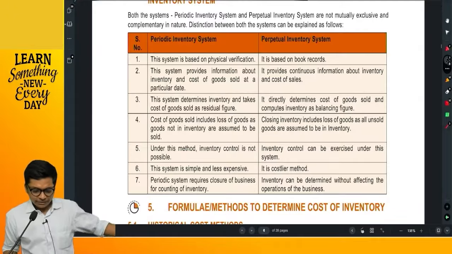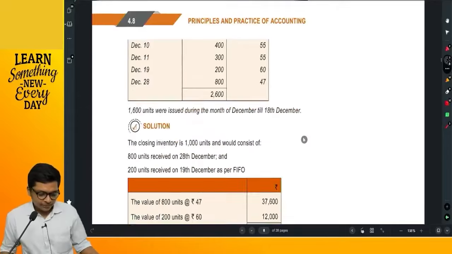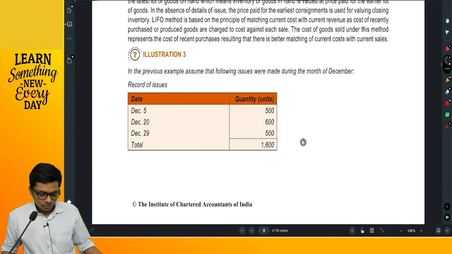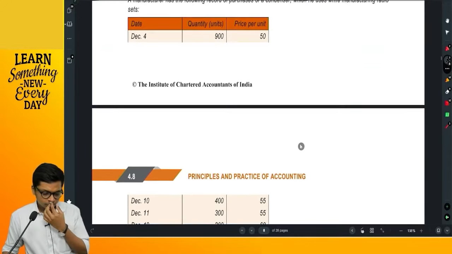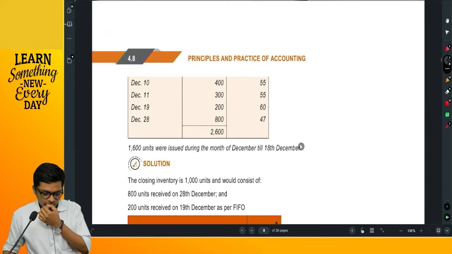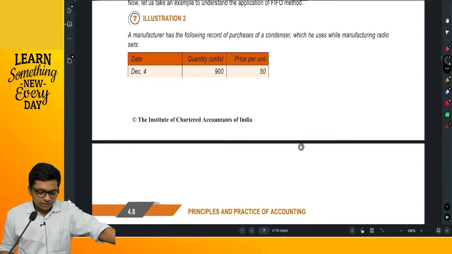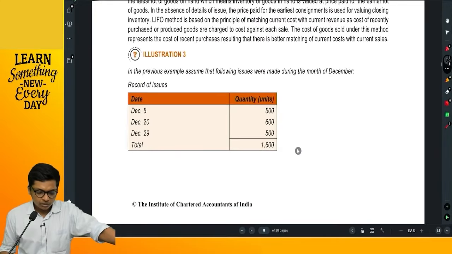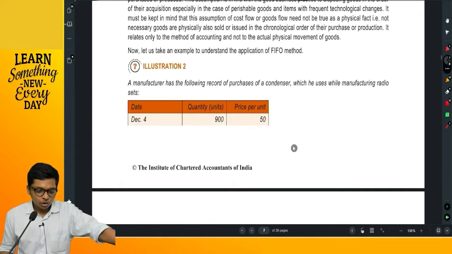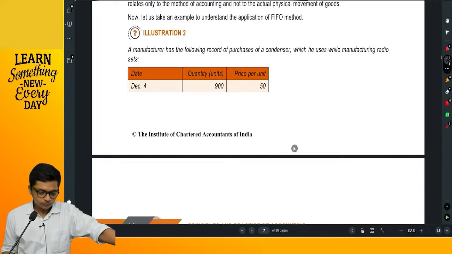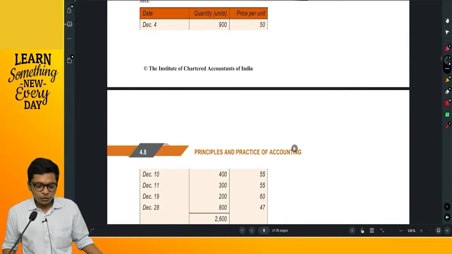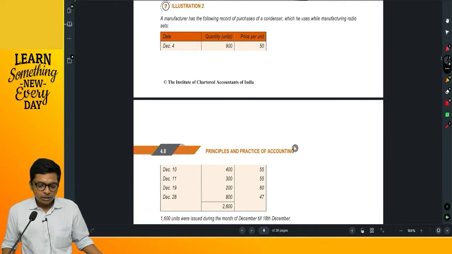Sorry, guys. Yeah, these 3 methods. Quickly do a sum. Can you do illustration 2 and illustration 3? Leave 3, do illustration 2. He wants you to find the price as per before.